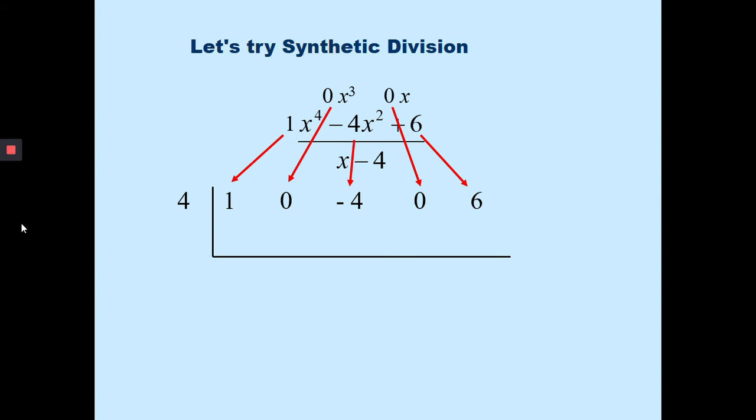Alright? And this is just a reminder of what I said earlier. Notice we have our missing degree 3 term, which is between our degree 4 and our degree 2 term. And notice that we have our missing degree 1 term, which is between our degree 2 term and our constant value, which is 6. Yes? So that is where our zeros are coming from.